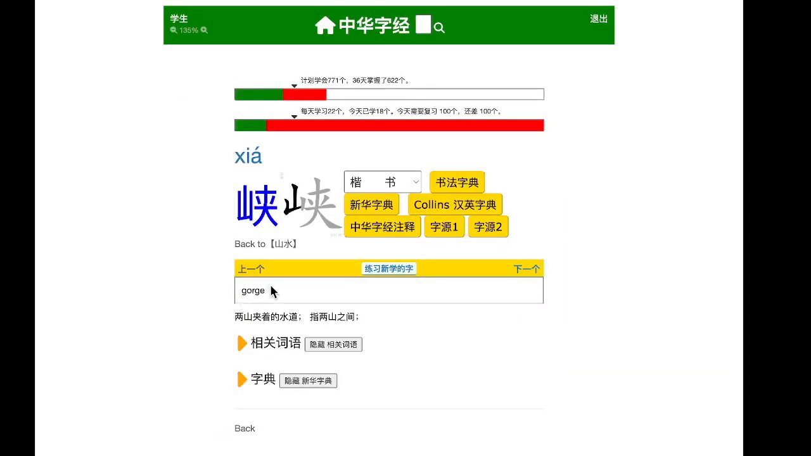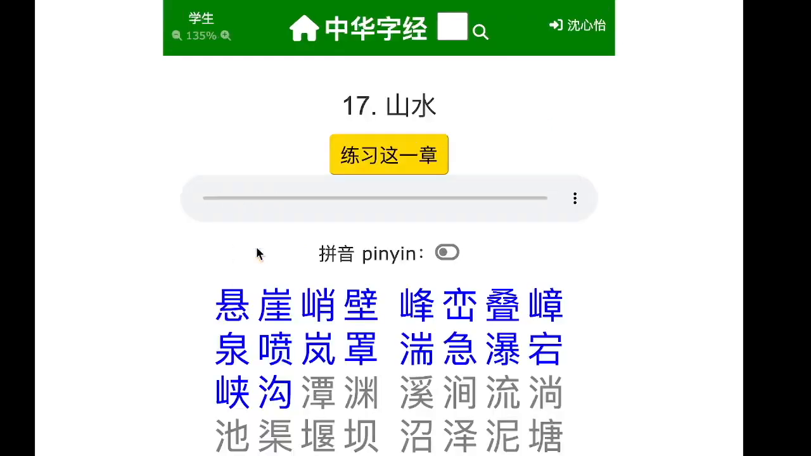峡 is a gorge. 沟 is a ditch, gutter, groove, gully, ravine, or canal. So this is as the water carves the rock. 峡沟.